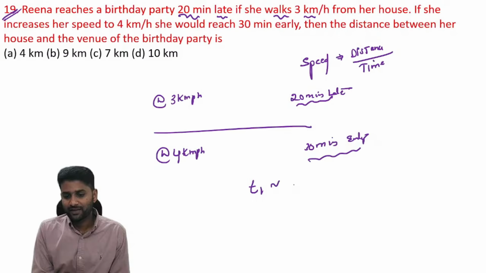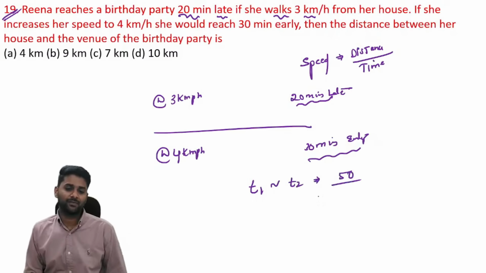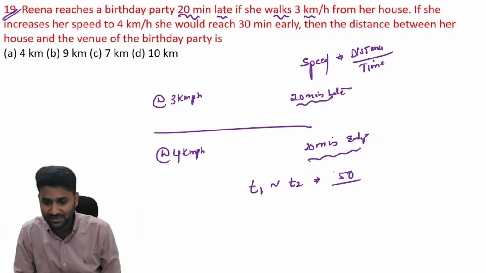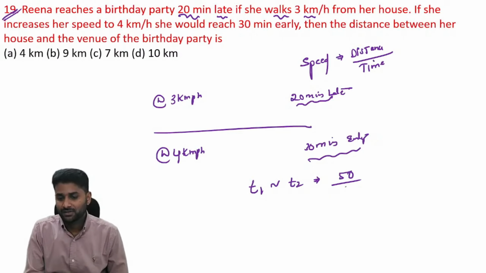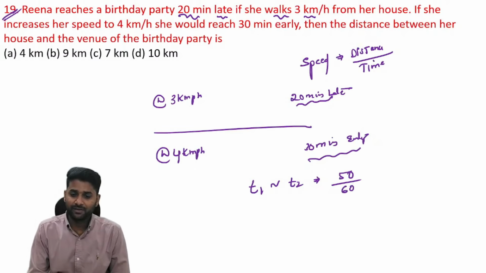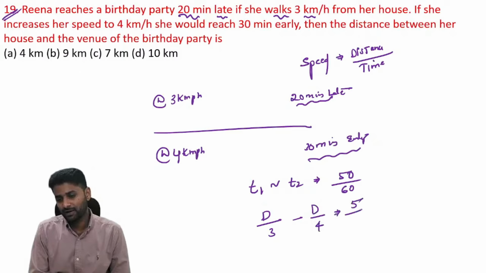Now see, 20 minutes late, 30 minutes early. So what is the difference of the timings? The difference of timings is 50 minutes. Converted into hours, that is 50 by 60. What about the time? Distance is the same, speed is different, which is equal to 5 by 6.